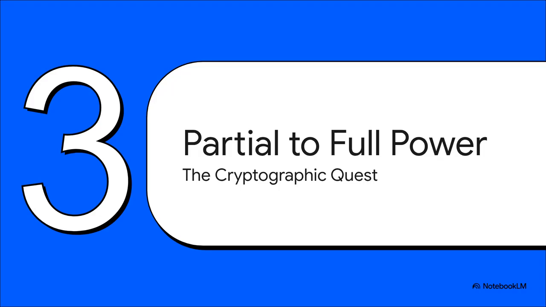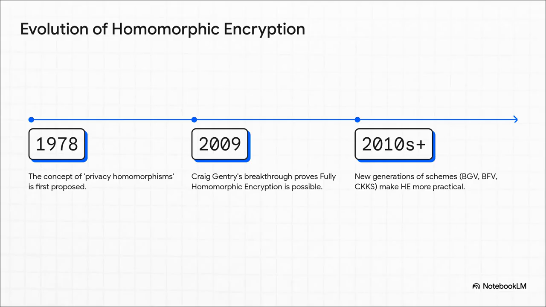But look, this incredible technology, it didn't just appear out of thin air. Not at all. It's actually been the subject of a decades-long quest, a journey to find what so many in the field have called the holy grail of cryptography. The core concept was actually proposed way back in 1978. But for more than 30 years, it was just an idea, a fascinating but seemingly impossible theoretical dream.